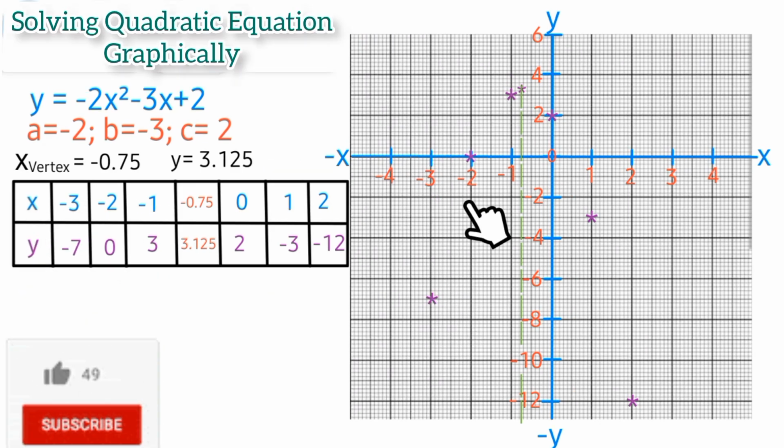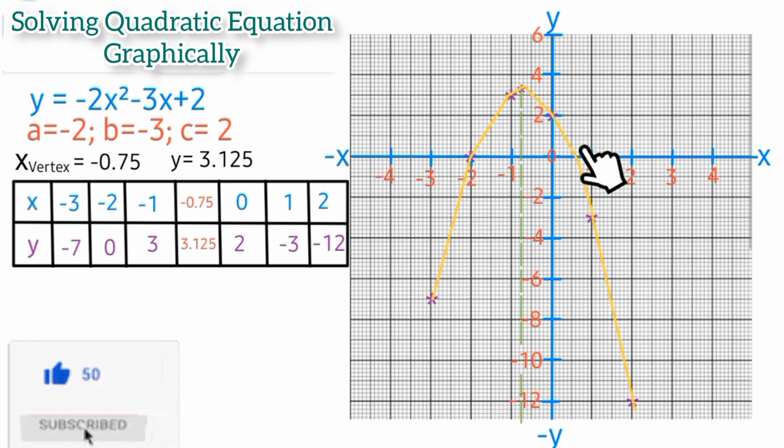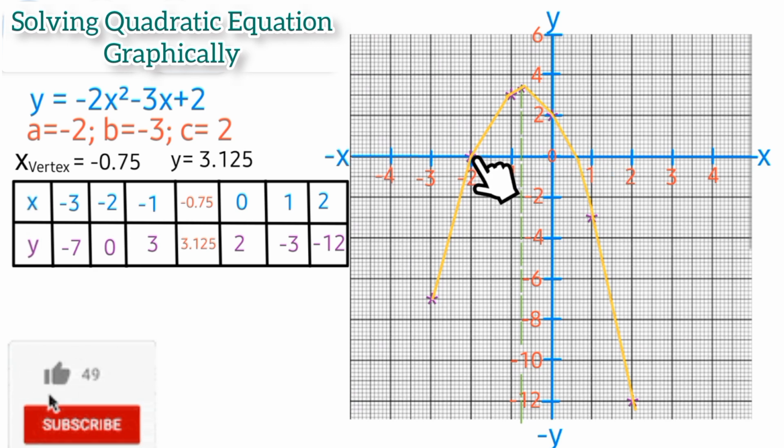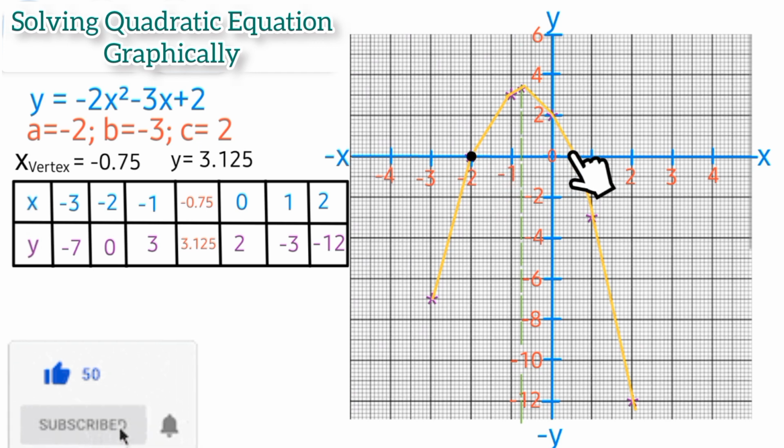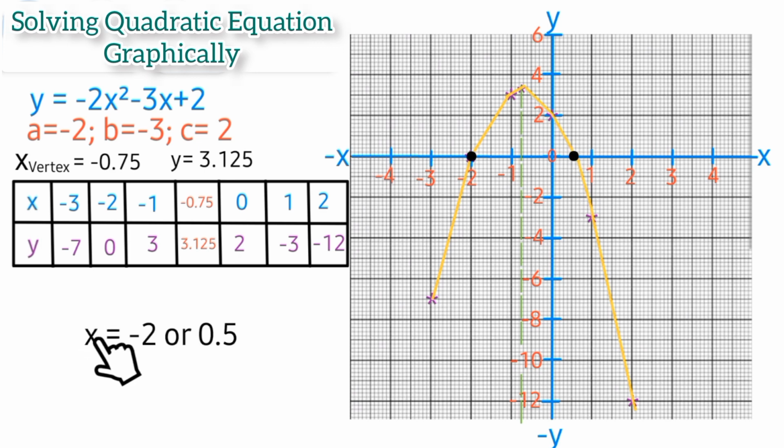Now let's sketch the parabola by connecting these points. Now let's identify the points where the parabola crosses the x-axis. We can see that this parabola crosses the x-axis at 2 points, that is here and here. These 2 points. This point is minus 2, while this point is 0.5, because from here to here is 1, so half of this is 0.5. x value is equal to minus 2 or 0.5.